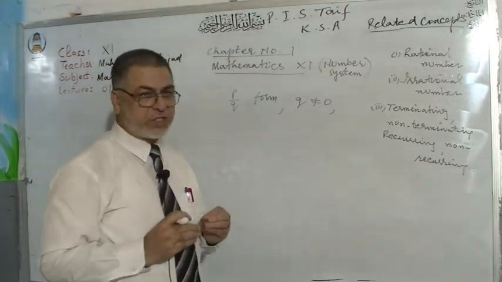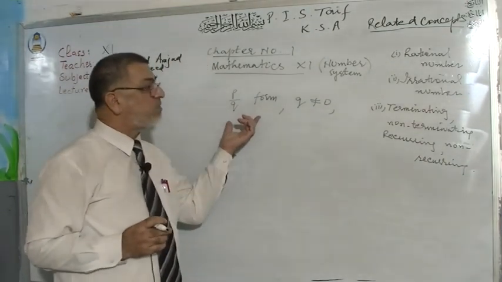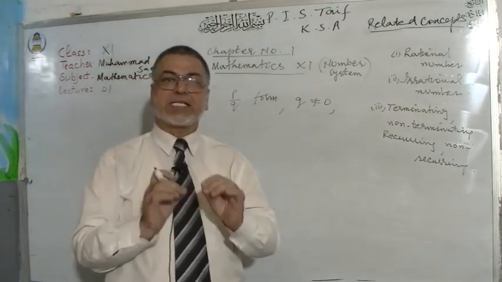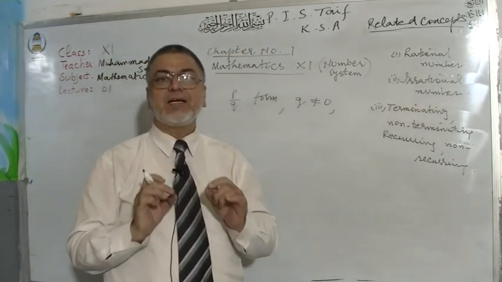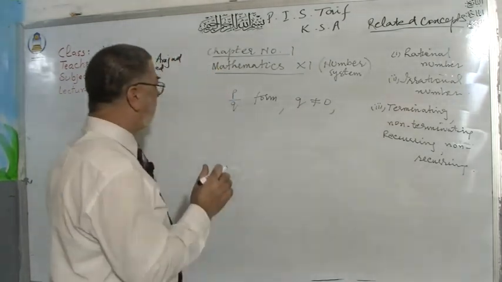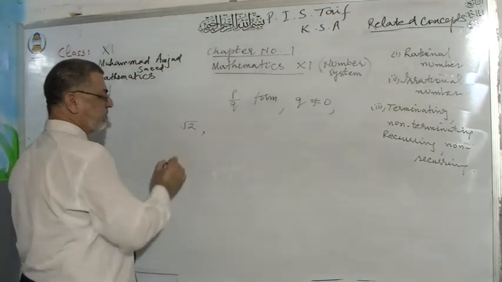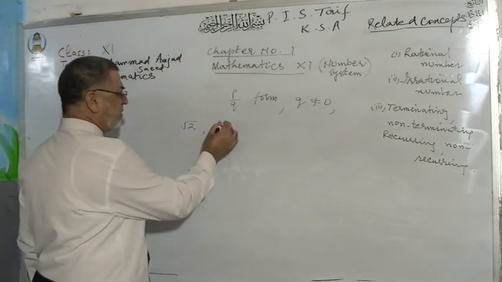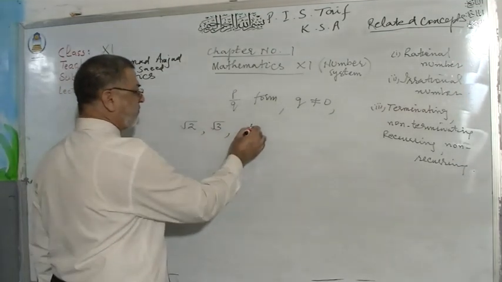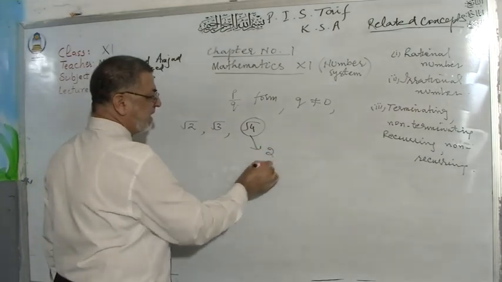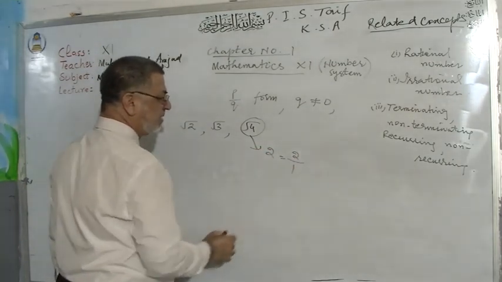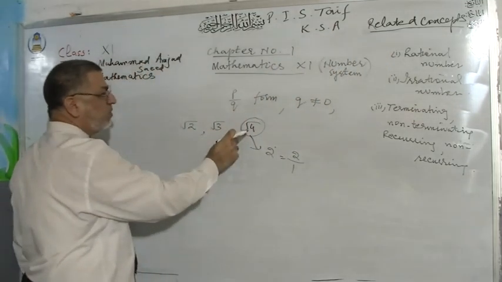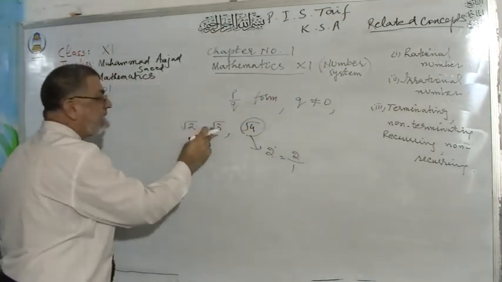Irrational numbers are those which cannot be written in this form, and they are actually incomplete square roots. Incomplete square roots, I am repeating. For example, this is square root of 2, an incomplete square root. This is square root of 3, incomplete square root. Here is square root of 4, but square root of 4 can be written as 2, so that is equal to 2 over 1. So this 2 is a rational number, square root of 4 is a rational number, but these are incomplete square roots.